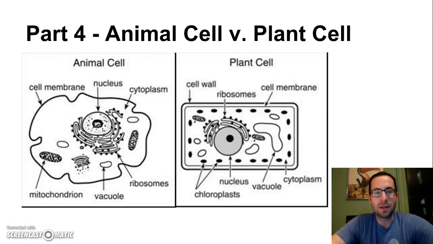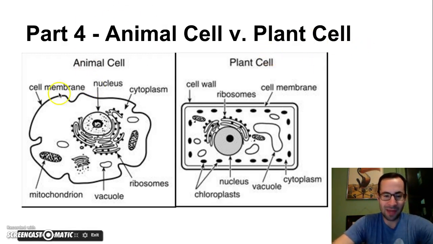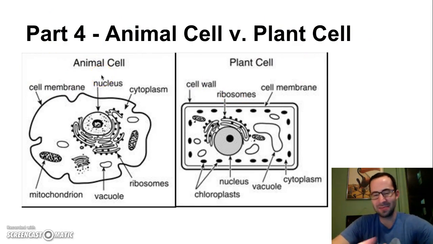Moving on. Let's now compare an animal cell versus a plant cell. We've got the animal cell over here, the plant cell. Now you see them side by side. I want you to think about what some similarities and differences are that I already know. Pause the video and see if you can tell what the differences are between the animal cell and the plant cell. And when you think you've got a couple of the differences spotted, move on to the next slide.